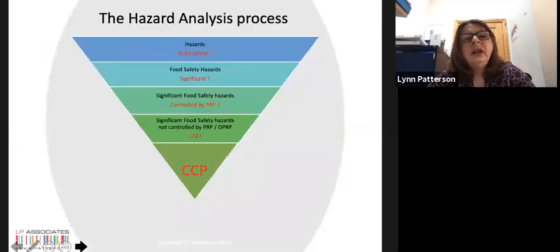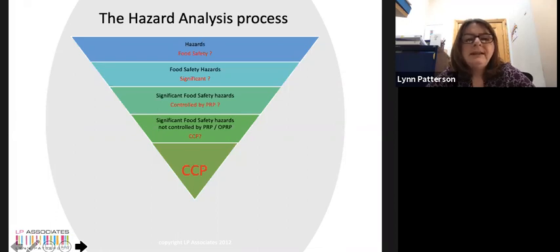I want to introduce a little diagram that I have developed to try and help explain the hazard analysis process. So I see the hazard analysis process as a filtration process. And at the top, we throw in all potential hazards that we can think of in our process. And you would do this at every step in your process flow diagram. You would throw in all the potential hazards that you can think of. And you then put it through a series of filters, which in my case, in my diagram, are the red, that is the red writing.